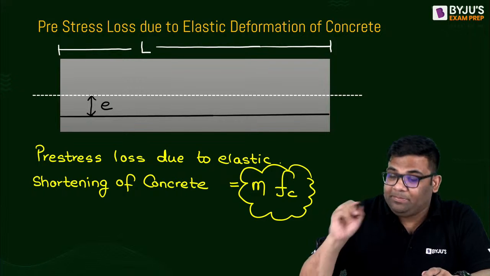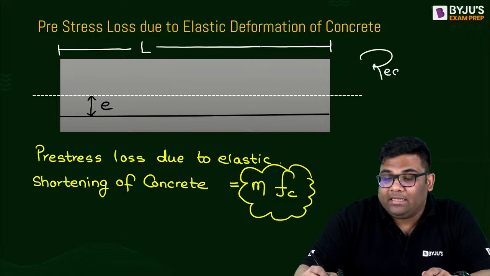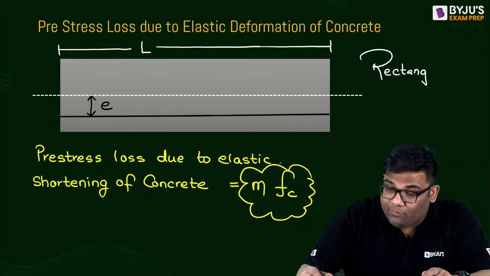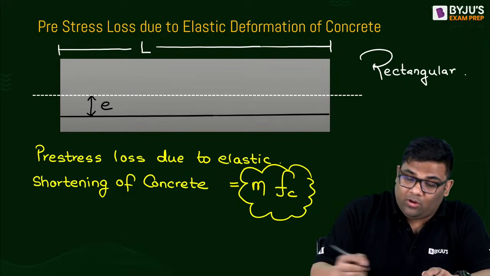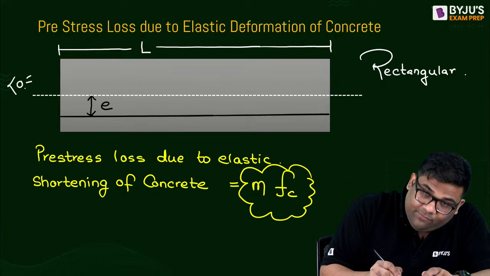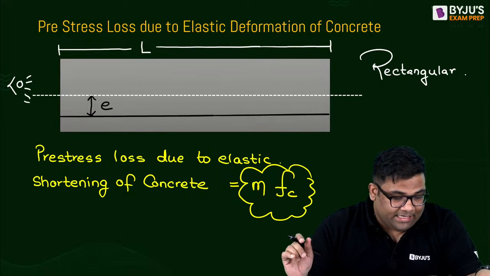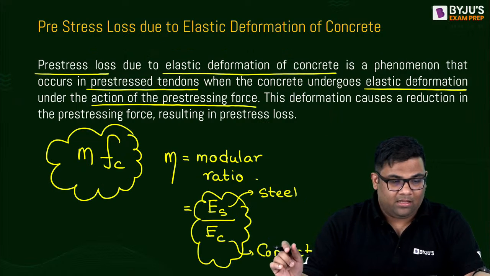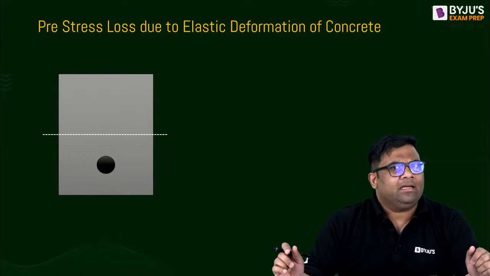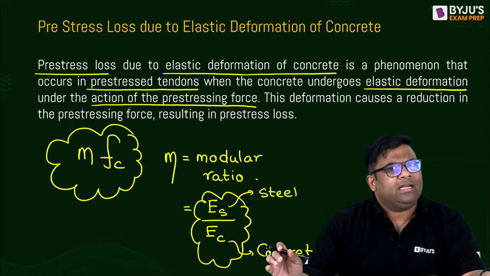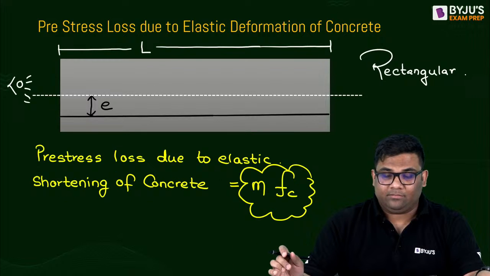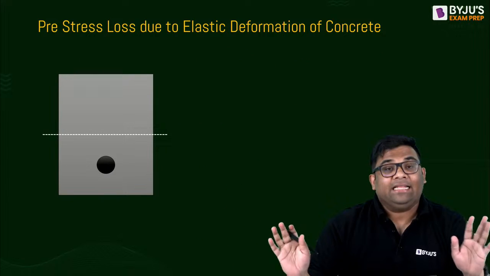Now suppose this beam is a rectangular beam. If this is a rectangular beam and I see from this side, it will look something like this, right? Yes, it looks something like this.